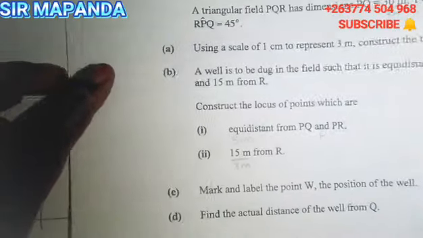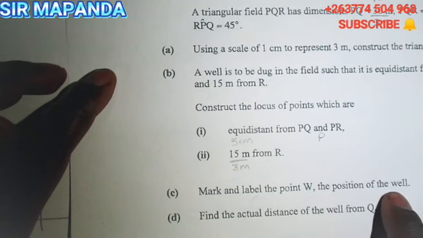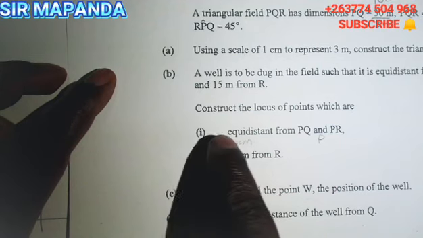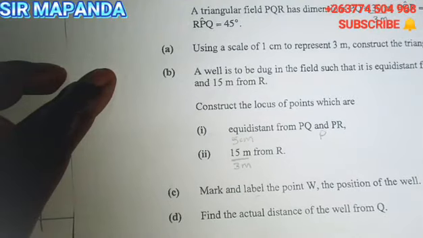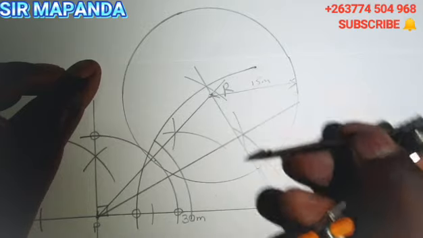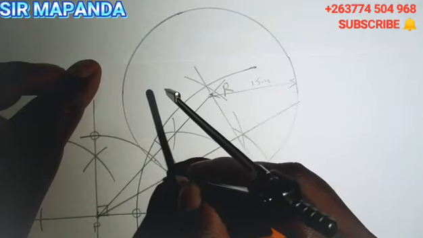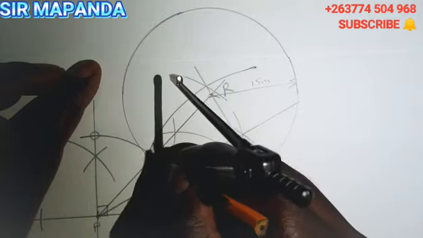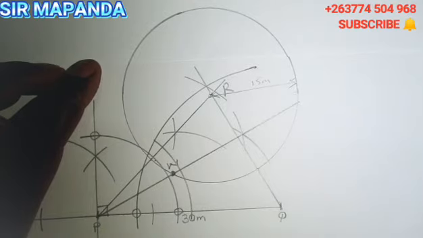Then we move on to part C. Mark and label the point W, the position of the well. Remember, the position of the well is satisfied by the two loci in part B1 and part B2. So you have to identify the point of intersection between those two loci. But remember, the well is to be dug inside the triangle. So we need to identify the point of intersection between the circle and this line which has bisected angle P. So label this W. This is the position of the well. I hope you are following, class.